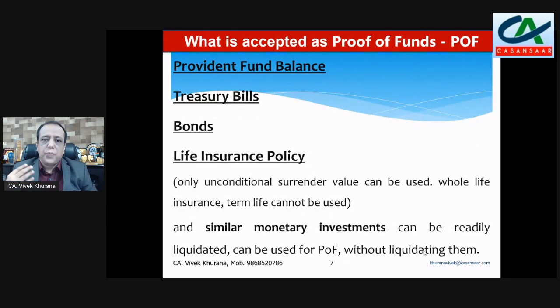Then next is provident fund balances. If you have a provident fund account, that also you can show as the proof of fund, and that's valid by the Canadian government. Then any investment in treasury bills, then any investment in bonds, and then life insurance policy. If you have a life insurance policy, that you can also show as the proof of fund, but only unconditional surrender value can be used.